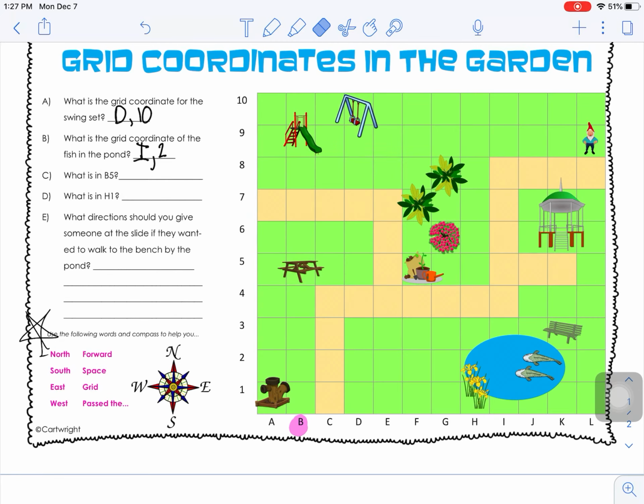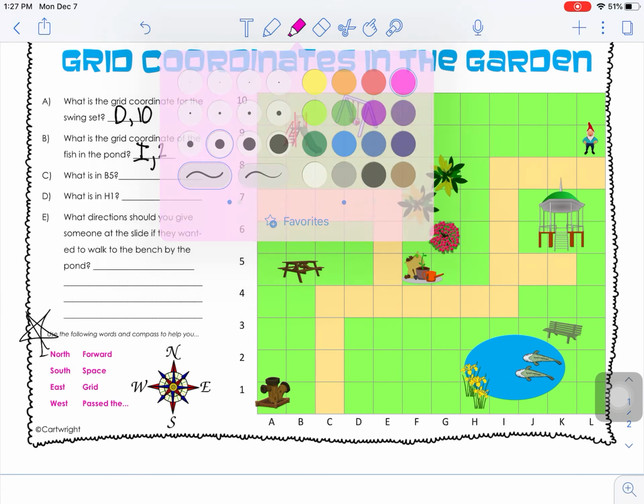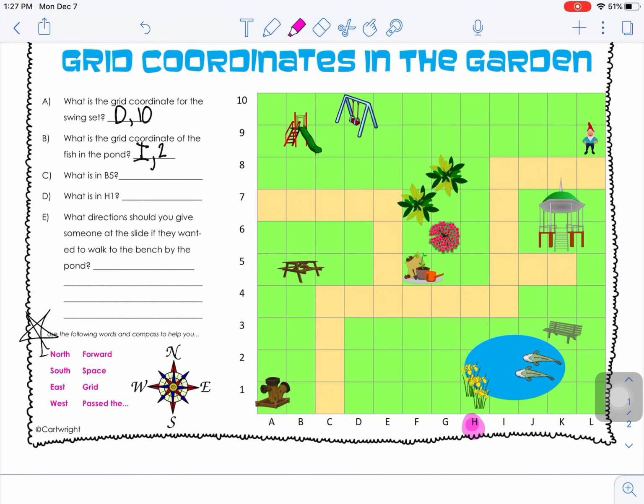Let's do one last one. So what is in H1? I'm going to do the same thing. I'm going to start with H because I always start with my letters here. H, and I'm going to go all the way up. And now I'm looking for H1. So I'm going to find my numbers on the side. There's my 1. I'm going to go all the way over until my lines meet. And they met right here at my flowers would be the correct answer there.